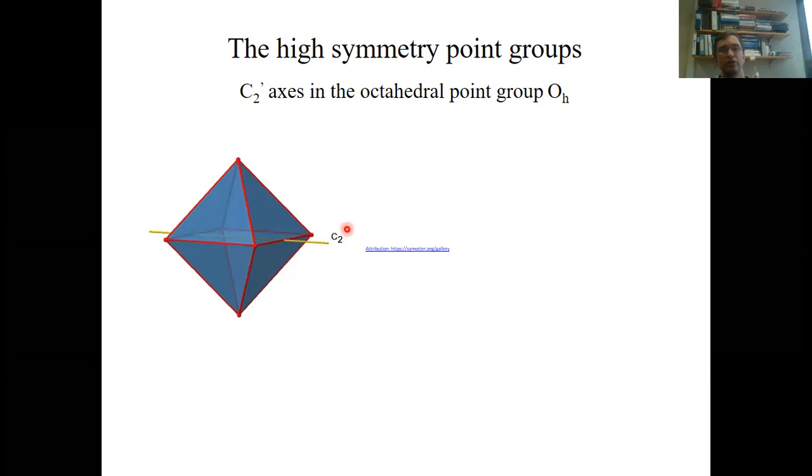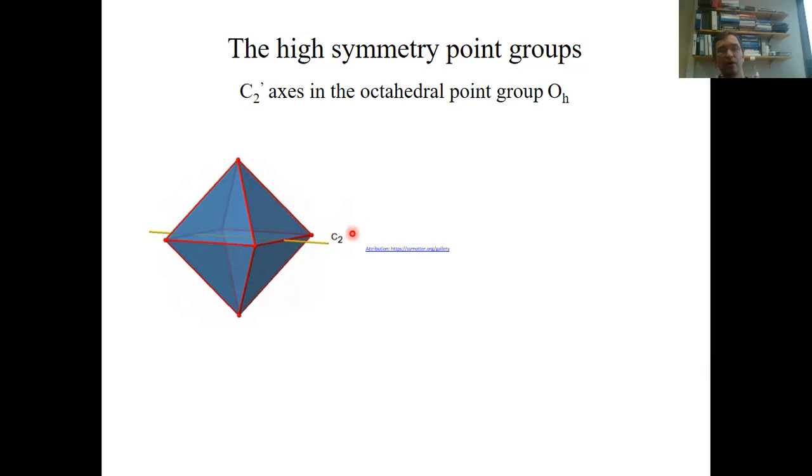So you see here an additional C2 axis that goes through 2 opposite edges. This here is the first edge, and this here is the second edge. As we carry out the symmetry operation, our octahedron again rotates into an indistinguishable position.